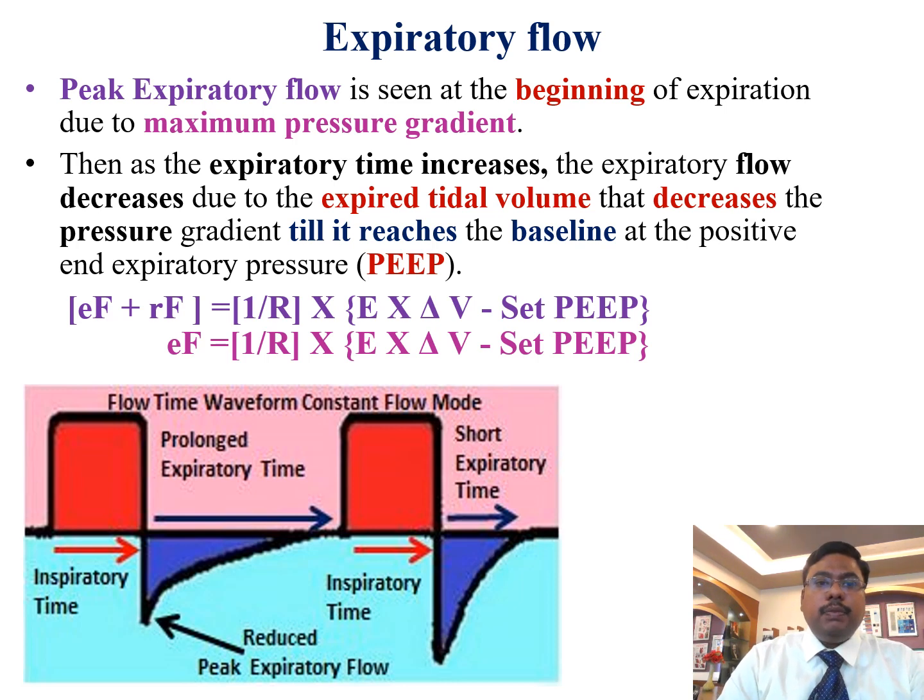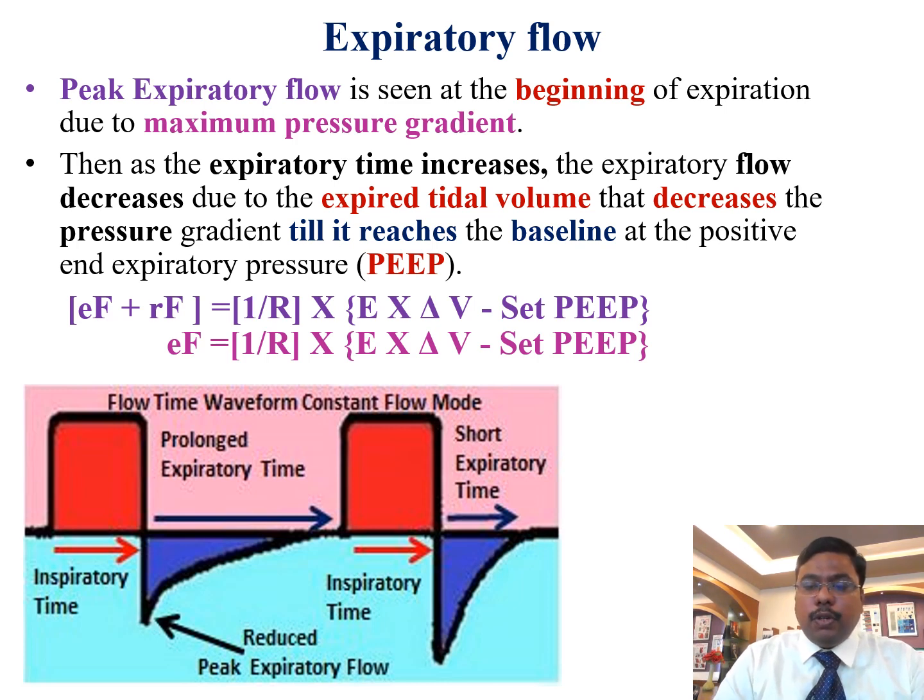Expiratory flow: peak expiratory flow is seen at the beginning of the expiration due to the maximum pressure gradient. Then as the expiratory time increases, the expiratory flow decreases due to the expired tidal volume that decreases the pressure gradient till it reaches the baseline at the positive end expiratory pressure. So expiratory flow is equal to 1 by resistance into E into delta V minus set P.